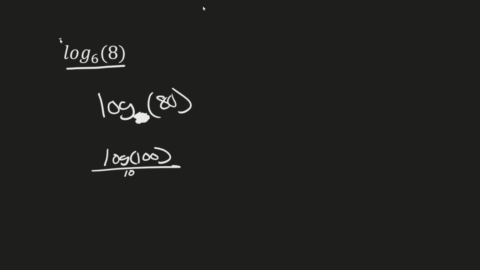So if I ask you to solve for this right now, essentially telling you to tell me 6 to the what power gives me 8. Well, we know it's not going to be 1 or 2 or 3, because 6 to the 1 is 6, not 8. 6 to the 2 is 36. And 6 to the 3 is definitely not 8. So we need to apply the change of base formula.